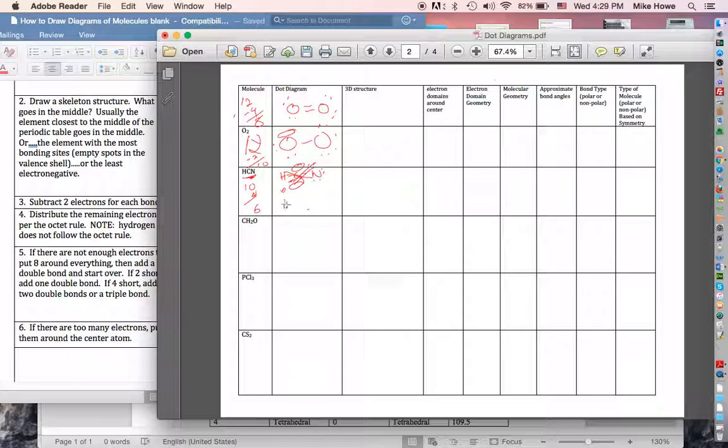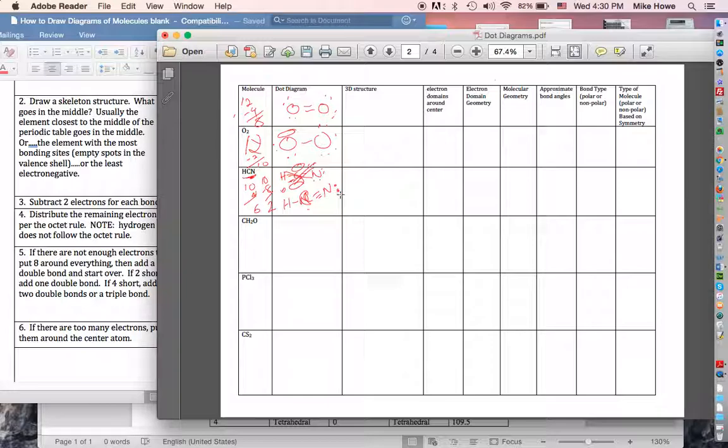So let's redraw it, but this time use a triple bond. Whoops, supposed to be a C in the middle, and then triple bond to N. All right, so now we have 2, 4, 6, 8 in the picture. So you take away 8 electrons, 10 minus 8, that only gives me 2 electrons. So I put them right here on this nitrogen.